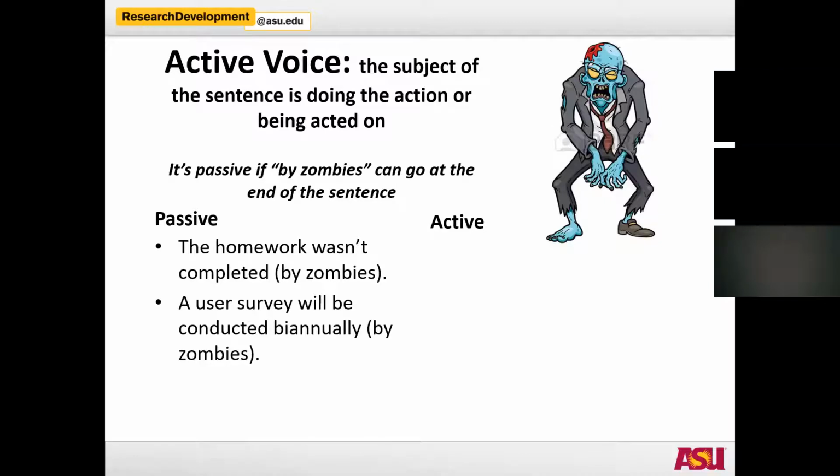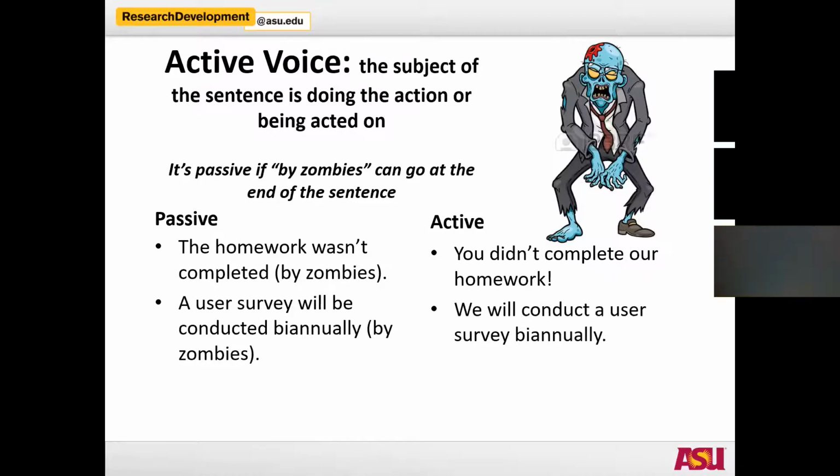Active voice: this is the best part. The subject of the sentence is doing the action or being acted on. So if it's passive, you can add in by zombies. So the homework wasn't completed is passive, right? Because it could be completed by zombies. A user survey will be conducted biannually by zombies. So those are passive. If you can put by zombies in there or whatever you want, by cats. So you didn't complete your homework, that's active. You can tell that I had a rough time with my daughter in high school with all the homework examples. We will conduct a user survey biannually. So if you want to use active voice, that's how you're going to do it.